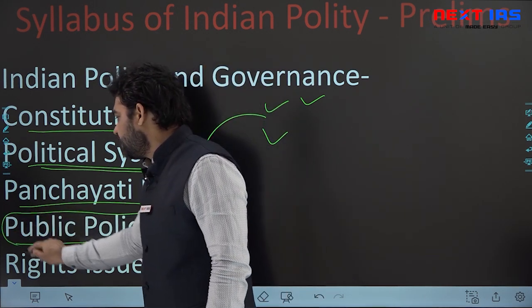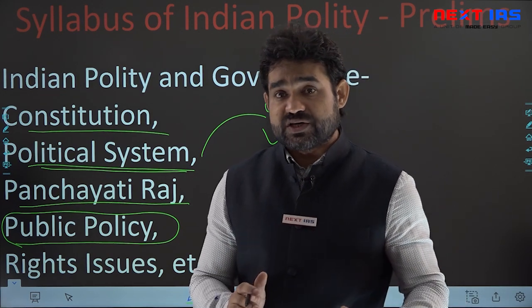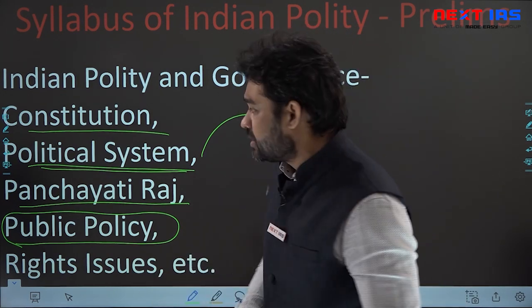So the questions come from political systems, Panchayati Raj related questions, and public policy is also one of the significant areas from the civil services polity point of view, where the questions come from the various government policies, the schemes, the programs they run. So that's one area.